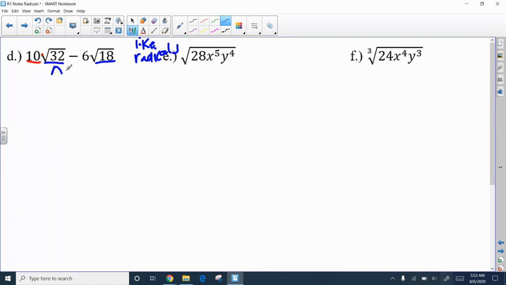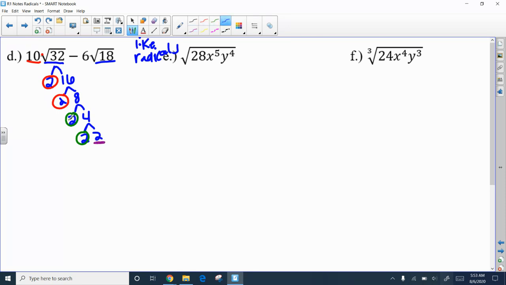So let's simplify the radical part first. So square root of 32, 32 can break down to 2 times 16. 16 can break down to 2 times 8. 8 can break down to 2 times 4. And then 4 can break down to 2 times 2. Okay, and so remember, we're looking for pairs. So we've got one pair of 2s, we've got another pair of 2s, and then we've got a 2 left over.